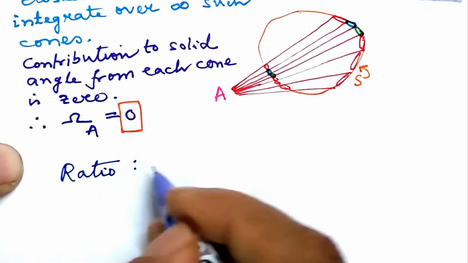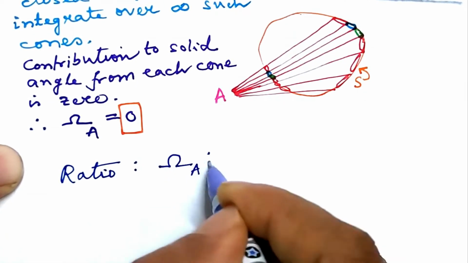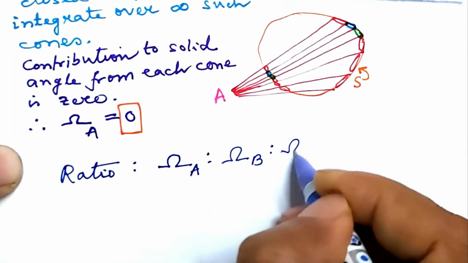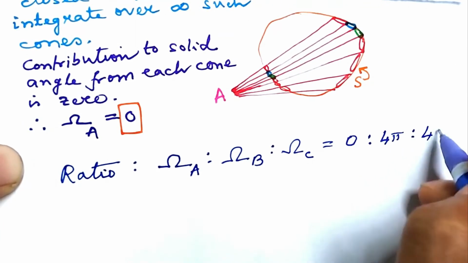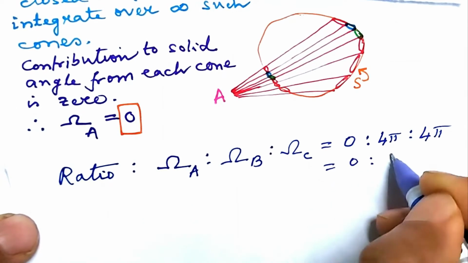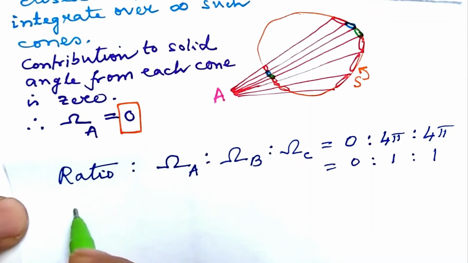The ratio of solid angles, omega A is to omega B is to omega C, equals 0 is to 4 pi is to 4 pi. That is 0 is to 1 is to 1.